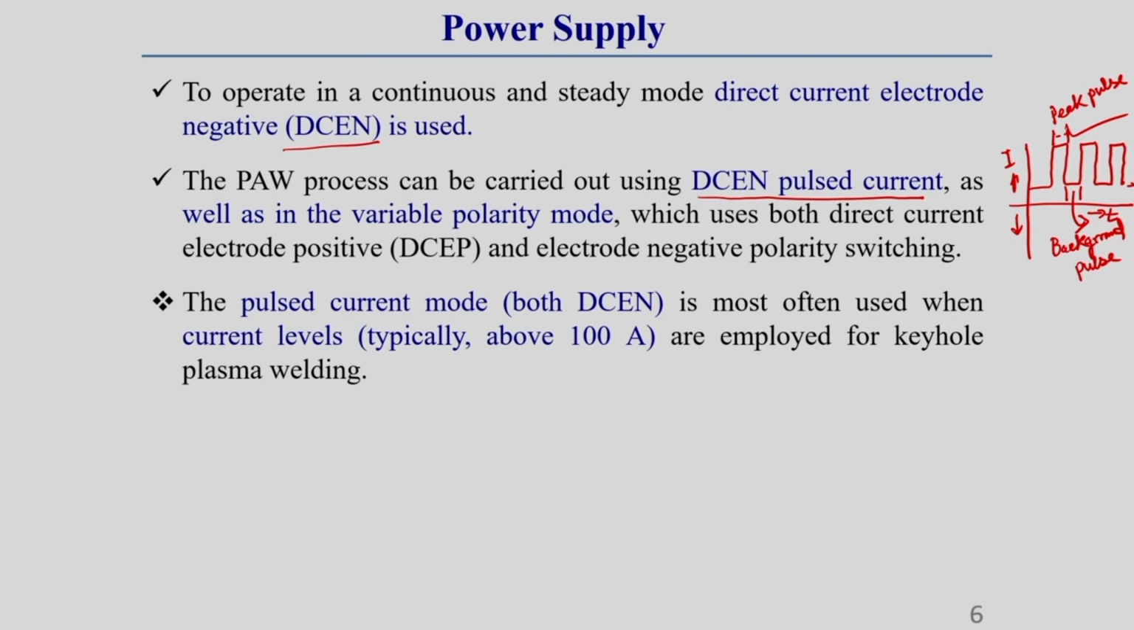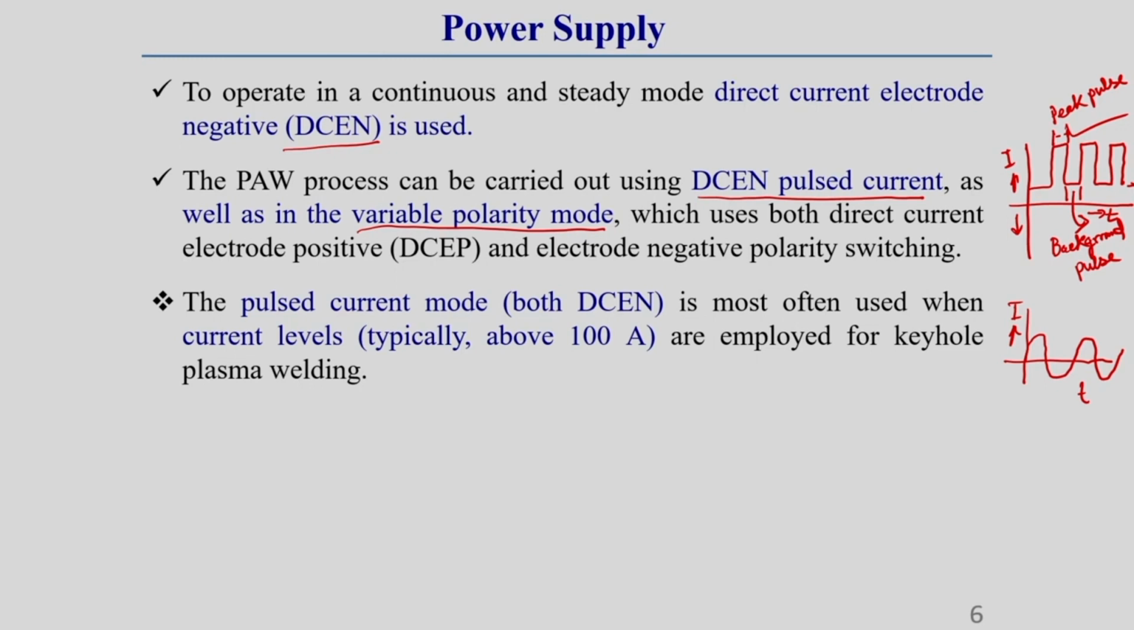Here the current is in pulse form, and sometimes in this power supply it is observed that variable polarity mode can be used. Variable polarity mode, what does it mean? Variable polarity means both DCEN as well as DCEP connection can be used with this electrode. What I am telling, understand? With time this current can vary from positive to negative. So, this is called variable polarity, where in one cycle more heat will be generated in the electrode, and in another cycle less heat will be generated. So, there will not be continuous heating of this electrode, and there will be less chance of melting of this electrode. So, sometimes this variable polarity is also used in the plasma arc welding process.